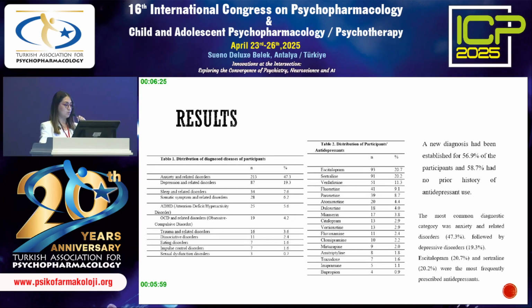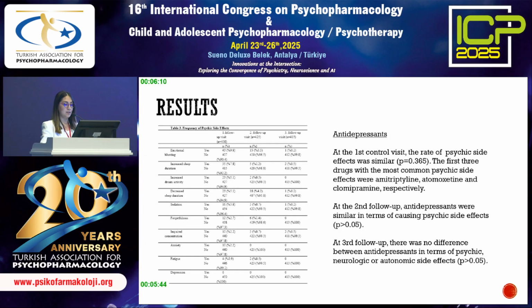The most common diagnostic category was anxiety and related disorders, followed by depressive disorders, which is respectively 47.3% and 19.3%. Escitalopram and sertraline were the most frequently prescribed antidepressants. So I'm going to pass these slides quite rapidly because it's kind of long. And at the first control visit, the rate of psychic side effects was similar.